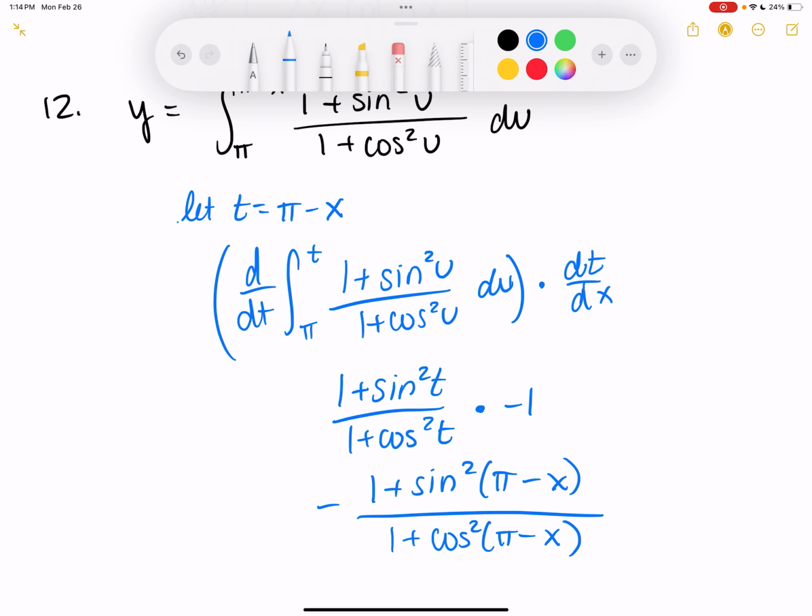Did they have it be positive? Yeah, they had the whole function being positive. That's why I was like, wait a second, is something going to cancel? And then I was like, wait a minute. I don't know.